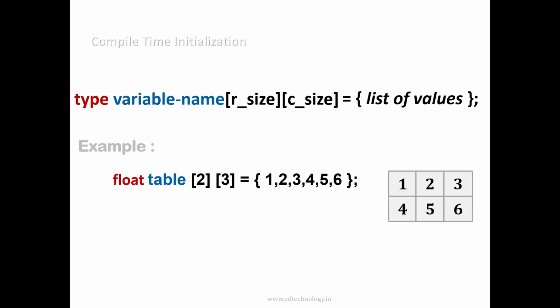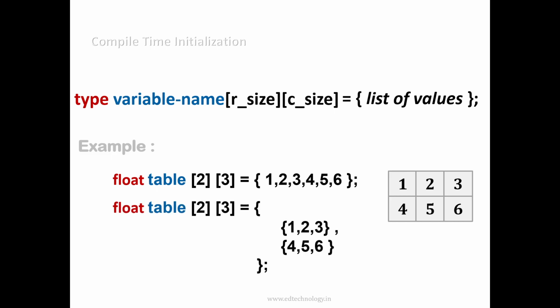And always remember, try to get the rows first so you will know how many columns will be remaining. And then this is how the values are arranged. Similarly, you can write it this way also. So you will understand at compile time itself how the values are stored in the two-dimensional array.